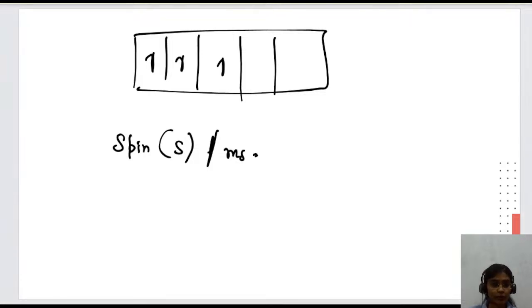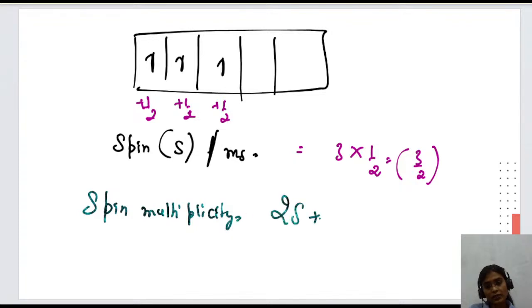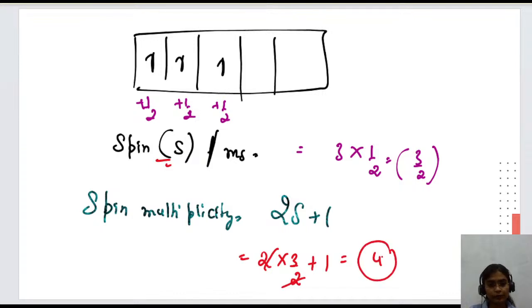Okay, so let me just count quickly. You know the half and half? So half for this, plus half for this, plus half for this, and plus half for this. Total it becomes 3 multiplied by half, and we get 3 by 2. So this is the spin. It's the spin formula only. Now, let's talk about the spin multiplicity. What is the formula for spin multiplicity? This is the formula: 2S plus 1. What is S here? We just discussed the spin. Spin is this. So 2 multiplied by 3 divided by 2 plus 1, the 2 cancels out, and we get 4.